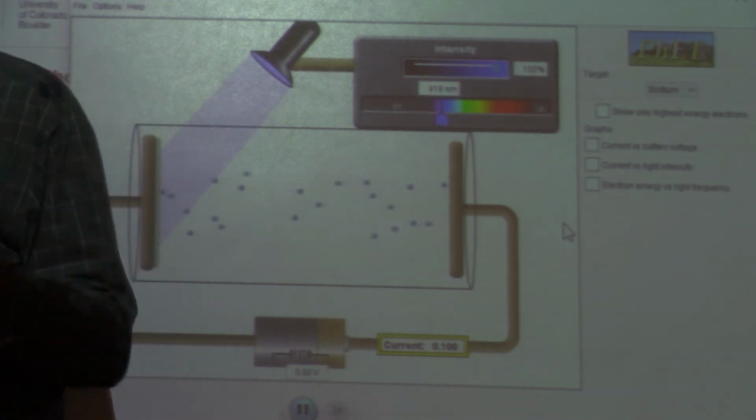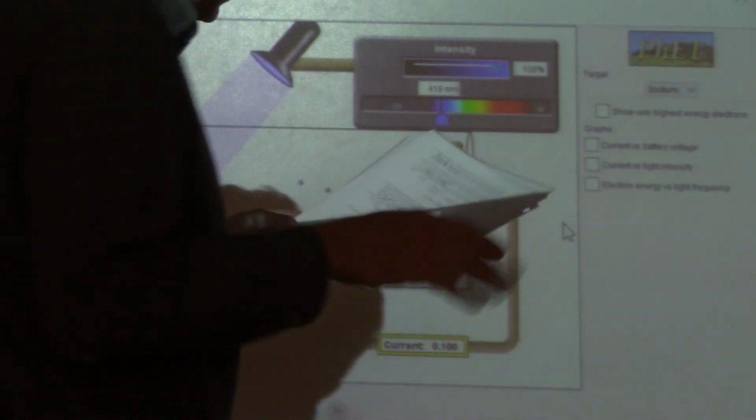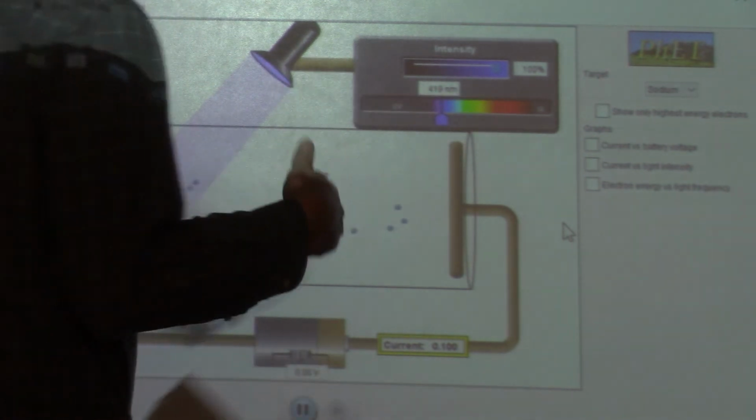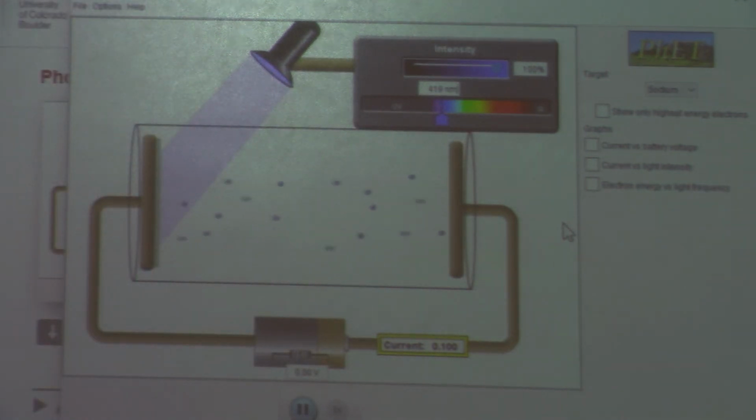Now, on 21, I'm just going to have to take you through this. What we're going to try and find is the unknown metal. So I'm going to change this to the unknown metal.